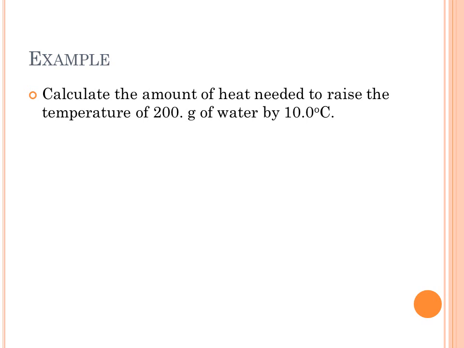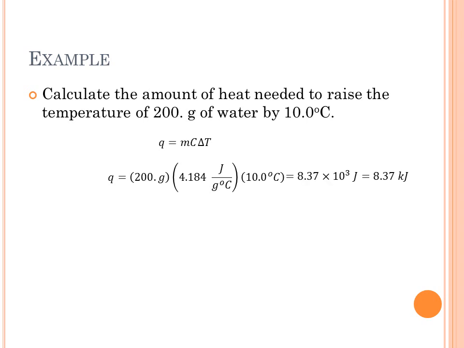Let's calculate the amount of heat needed to raise the temperature of 200 grams of water by 10 degrees Celsius. So we're going to use our Q equals mc delta T, and we're just going to plug in the amounts. So Q is equal to the 200 grams times the specific heat of water, 4.184 joules per gram degree Celsius. That's a constant. Specific heat will change depending on what substance you're heating or cooling. And then our 10 degree Celsius temperature increase. Run that through the calculator, we'll get 8.37 times 10 to the third joules, or 8.37 kilojoules of heat needed.